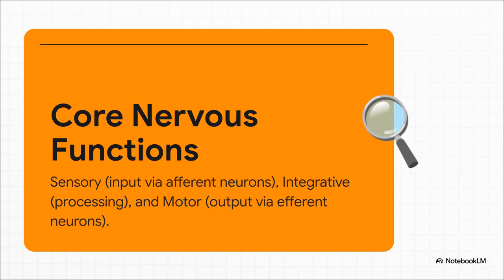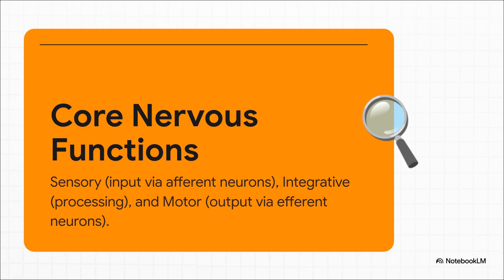The sensory function is all about detecting stimuli and sending that information towards the CNS. The special nerve cells that do this are called afferent neurons. A good way to remember this is A for arriving at the CNS. Next, the integrative function. This happens inside the CNS and is handled by interneurons. This is where all the analysis, storage, decision-making, and perception happens.